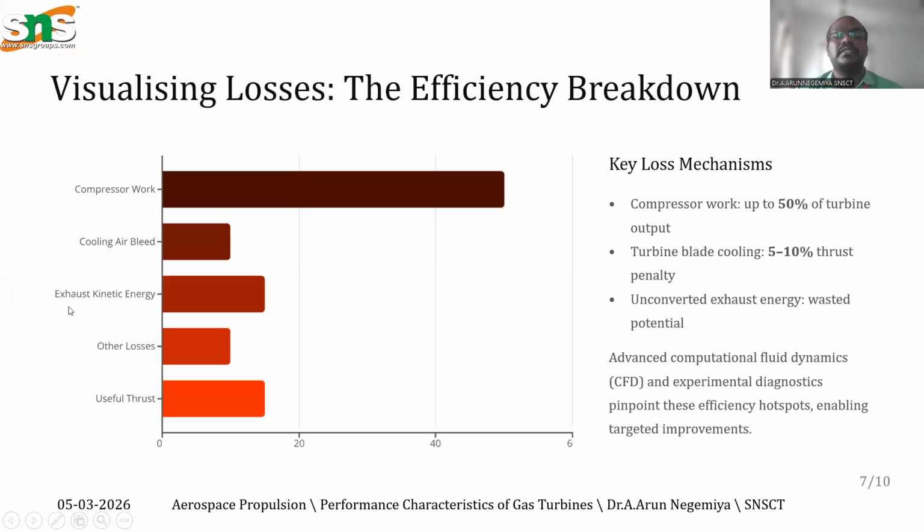For visualization of losses, comparatively the compressor area has more than 50% of the loss, because a large amount of air is compressed in that particular area. Compared to all the losses, the cooling air bleed losses are very low compared to the others.